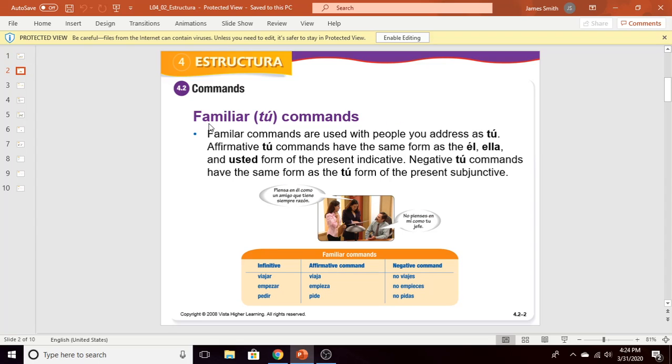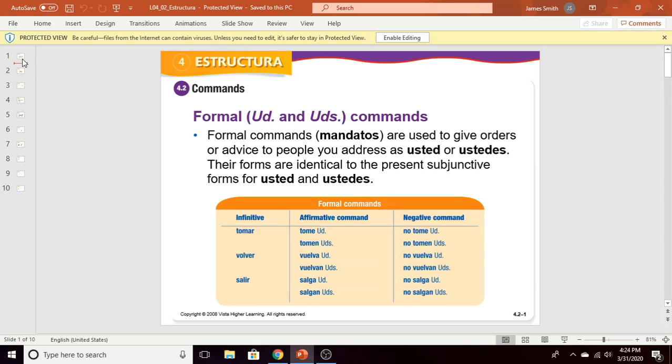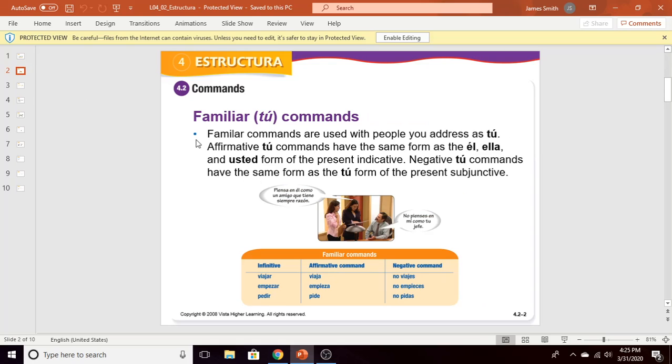That doesn't go for tú commands. Tú commands are weird. For tú commands, it's different when you tell them to do it and when you tell them not to do it. With formal commands, it doesn't matter if you're telling them to do it or telling them not to do it. See? Tome, no tome. Vuelva, no vuelva. But with tú commands, it does make a difference.